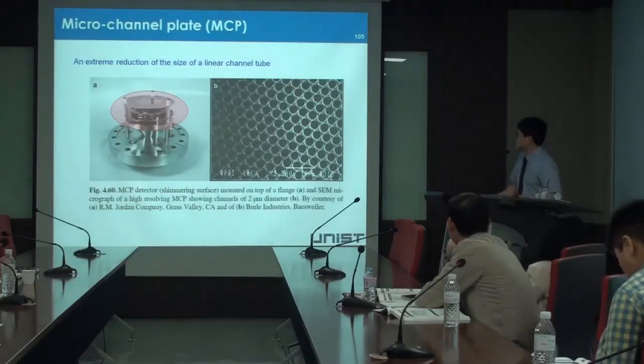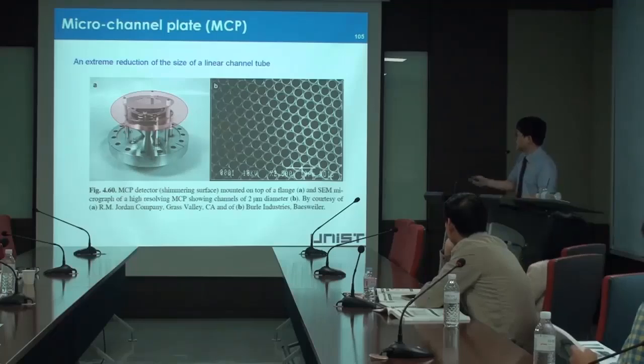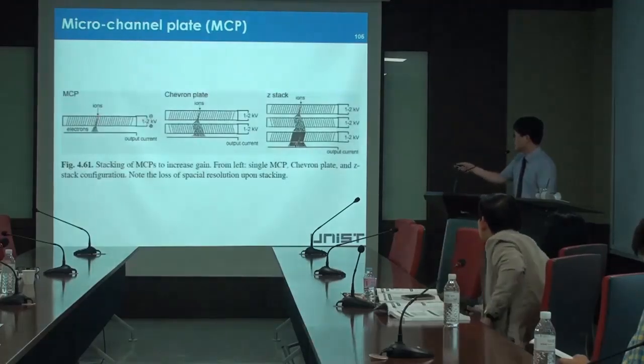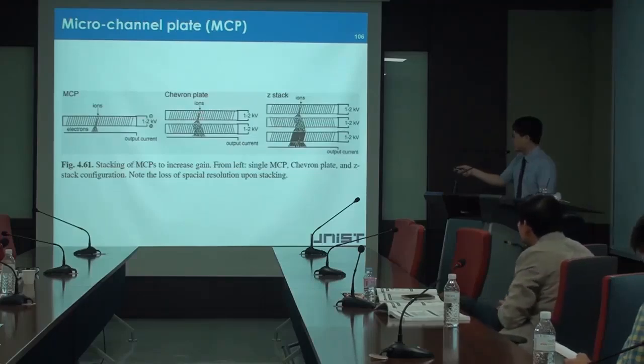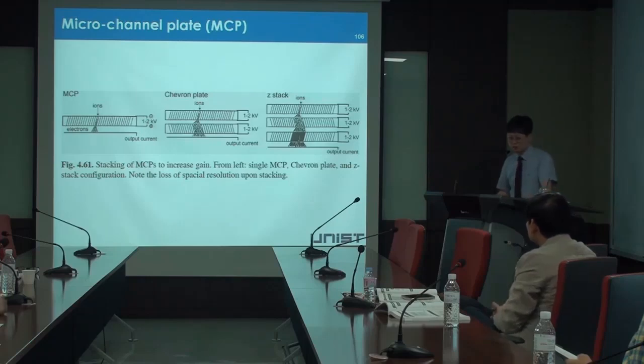This is a microchannel plate. This is a much smaller linear channel tube, and the ion enters into this channel this way, and there are very many collisions. And then in the second step and third step, a stronger signal can be made.